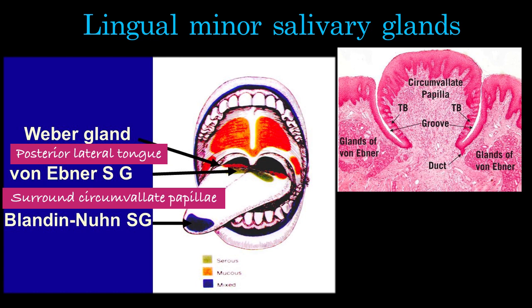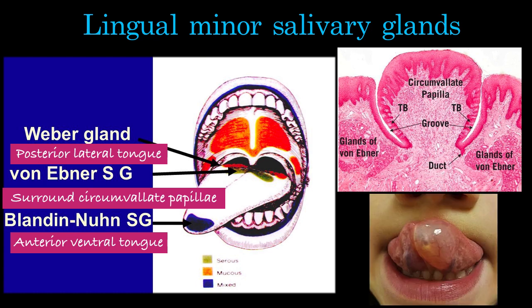If you can remember, this is how the circumvallate papillae look under the microscope. The von Ebner glands are located beside it and beneath it. Their ducts open into the trench or the groove that surrounds the circumvallate papillae on both sides. And lastly, we have the Blandin and Nuhn salivary glands. They are located in the anterior ventral part of the tongue. This is a picture of a mucocele that affected the Blandin and Nuhn salivary glands in the anterior ventral part of the tongue.